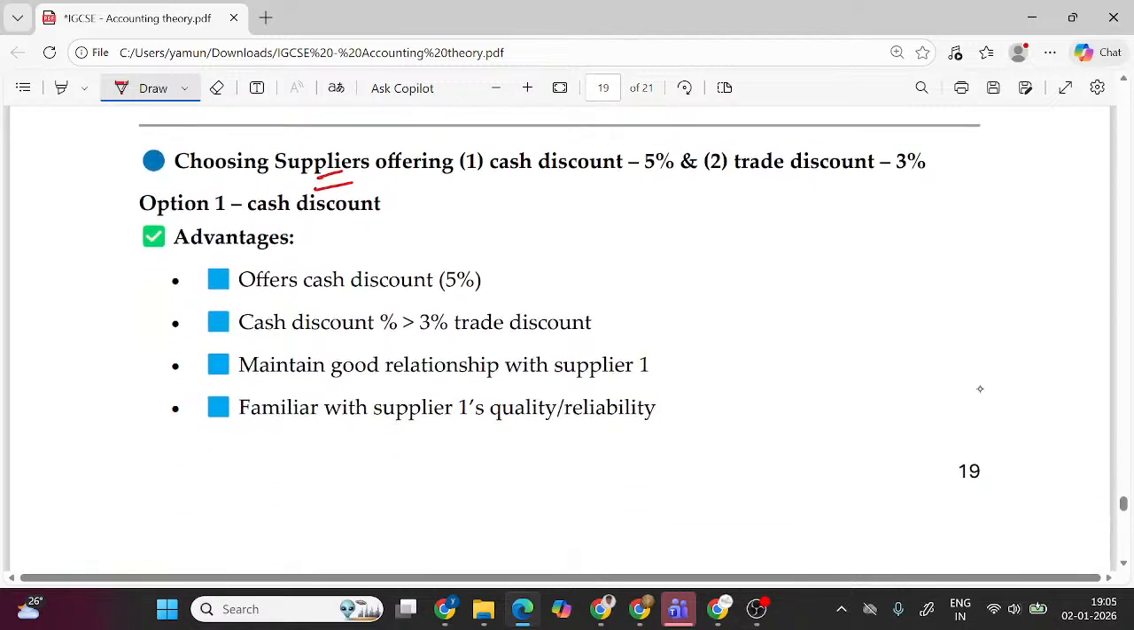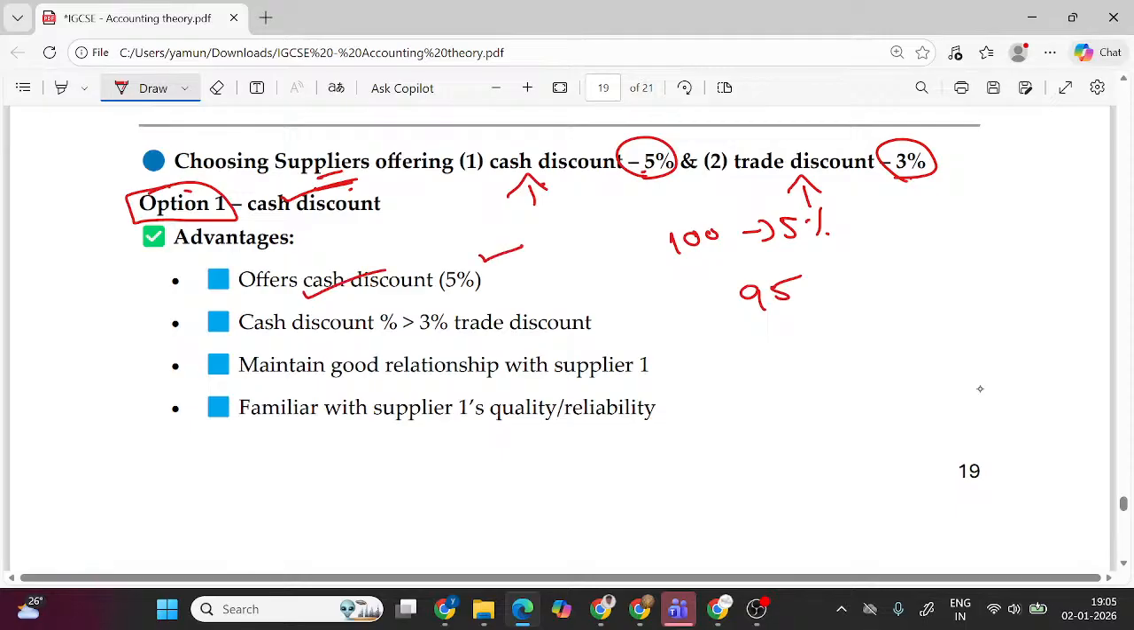Will you choose a supplier offering a cash discount of 5%, or a supplier offering a trade discount of 3%? What will you do? Let us go for the first option, cash discount. I pay 100 rupees, 5 rupees is cash discount. So how much are you going to pay? 95 rupees. The cash discount percentage is greater than the 3% trade discount, so you go for option 1.